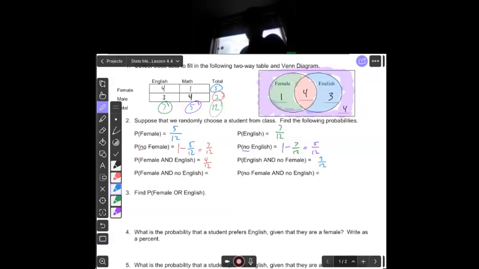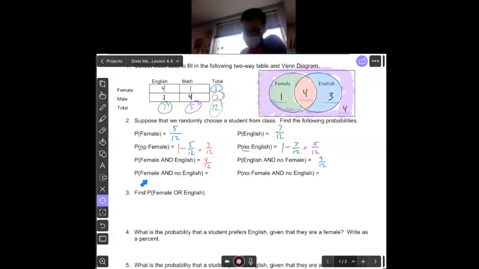What about the probability of being female and not preferring English? Where would we find that on the Venn diagram? So that green part here. So the group that's in the females but not in the English group. So 1 out of 12.